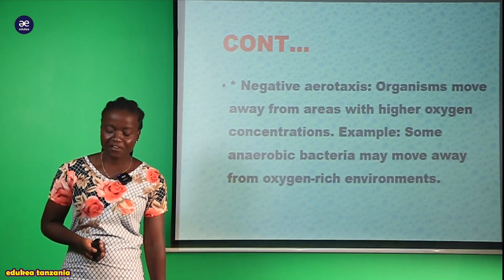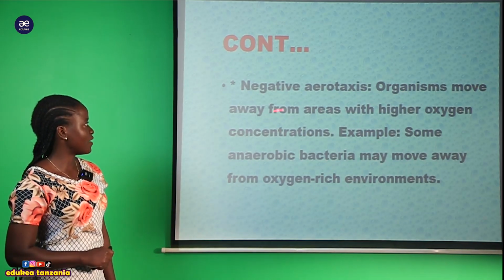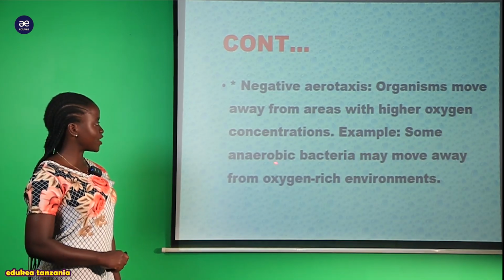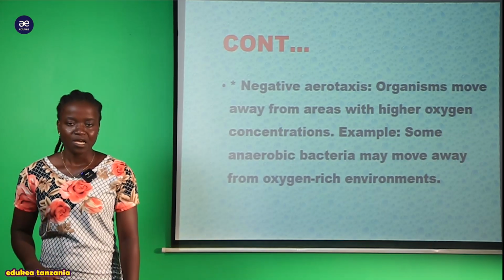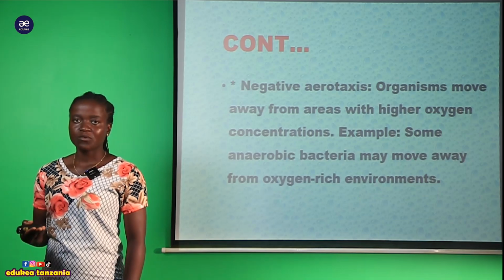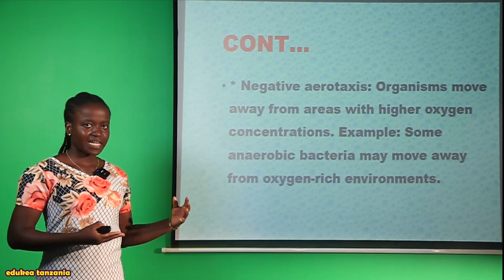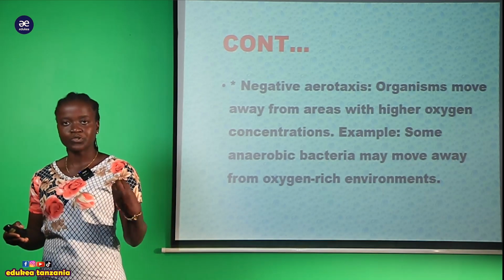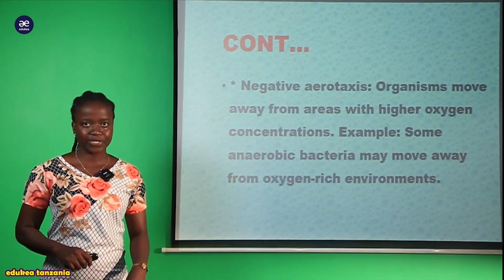But also we have another one, that is negative aerotaxis. An organism moves away from the area of the higher oxygen concentration. A good example, some aerobic bacteria may move away from the oxygen-rich environment, because there are other bacteria that respire anaerobically, in the absence of oxygen. So these organisms have the ability to escape from the region where there is a higher amount of oxygen. So that is negative aerotaxis.